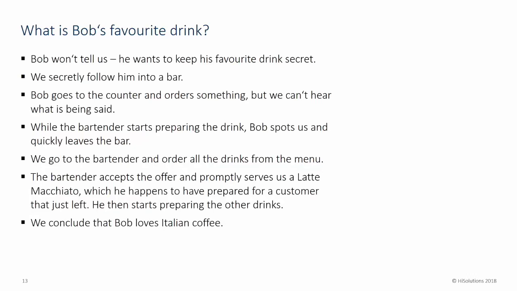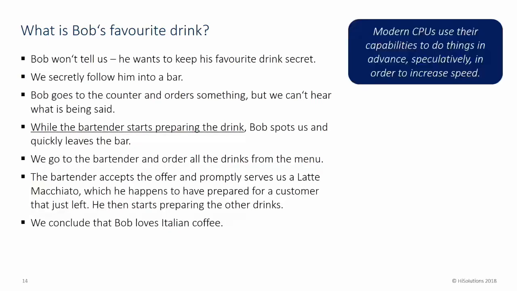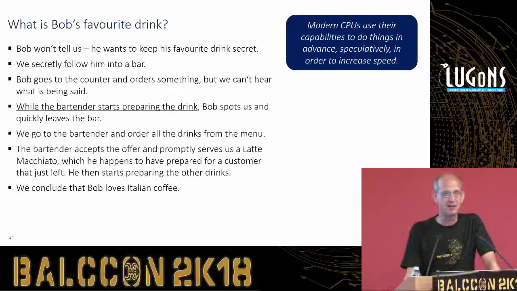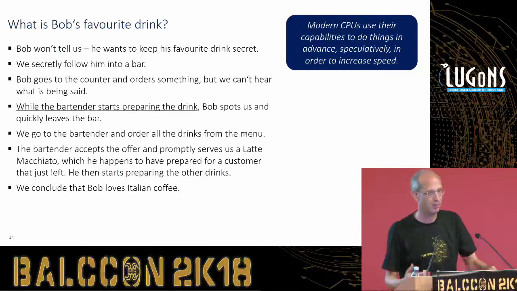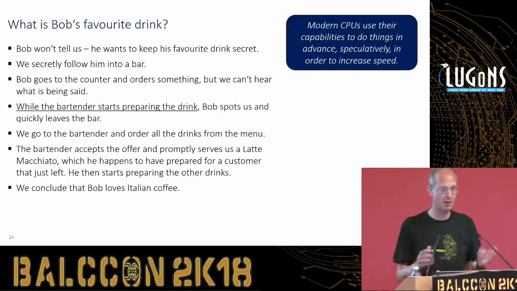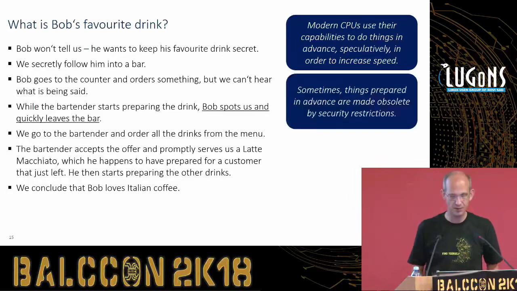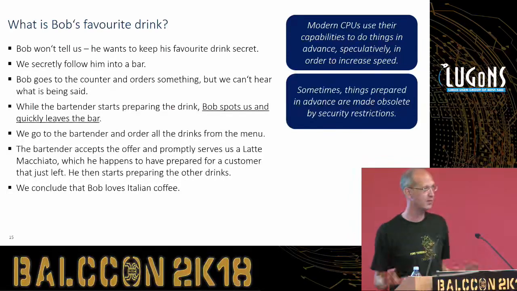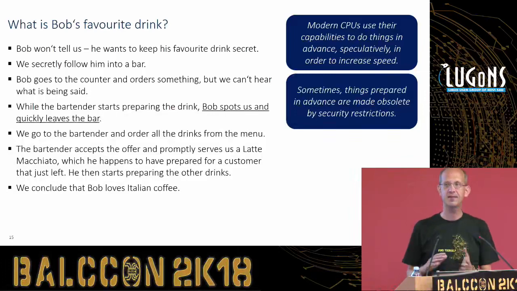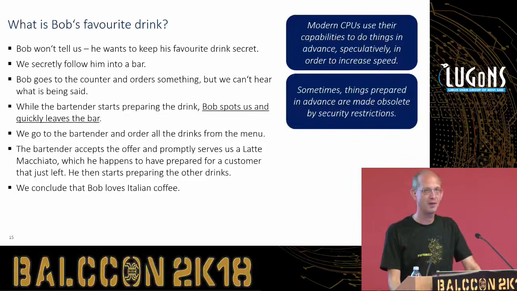What are the main things that we want to transport with this image? And this is where we link back from the story into the real world. Modern CPUs use their capabilities to do things in advance, speculatively, in order to increase speed. So after Bob has placed his order, the barkeeper starts preparing the drink. And then it may happen that while these things are already in preparation, there are security checks. Things prepared in advance are made obsolete by security restrictions. In this case, Bob spots us, says, I don't want this information to leak out, and leaves the bar. And still, the barkeeper has started processing the order.